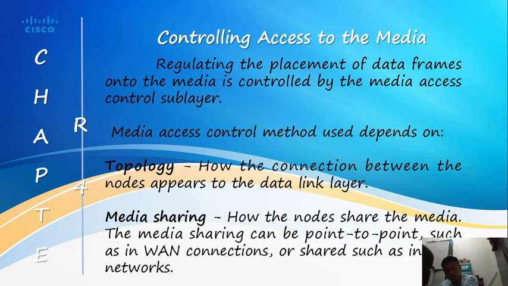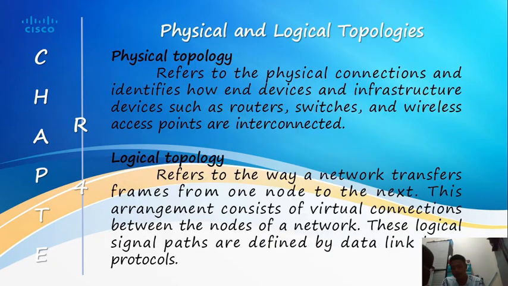Topology is how the connection between the nodes appears to the data link layer. Media sharing is how the nodes share the media. The media sharing can be point to point, such as a wide area network connection, or shared, such as in a LAN or local area network.